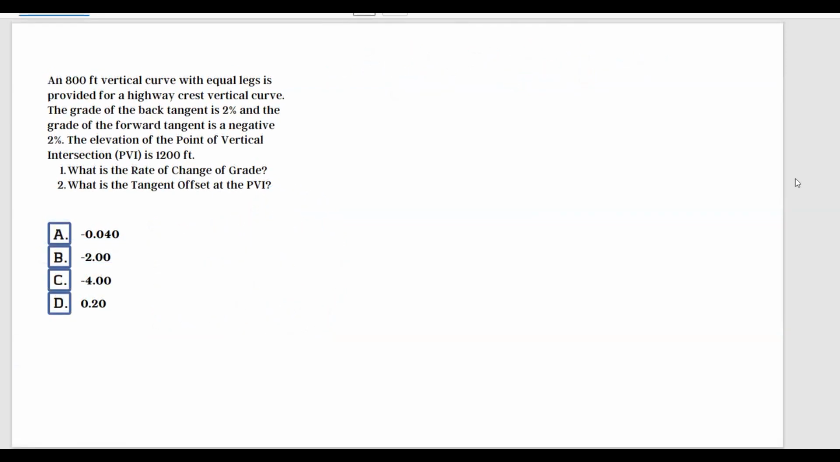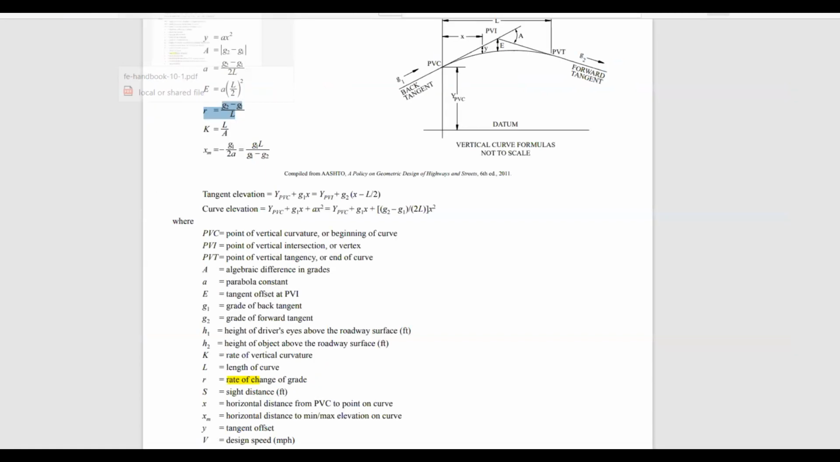And next question, what is the tangent offset at the PVI? Again, I'm just going to go to the FE handbook and write down tangent offset at the PVI. Tangent offset. And here we go. We are taken to this page again, and tangent offset at PVI is the capital E.